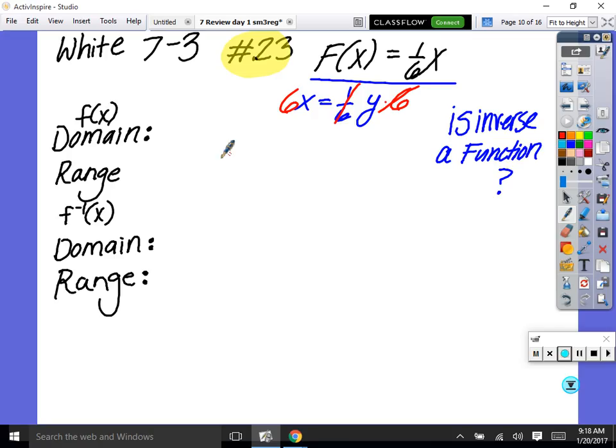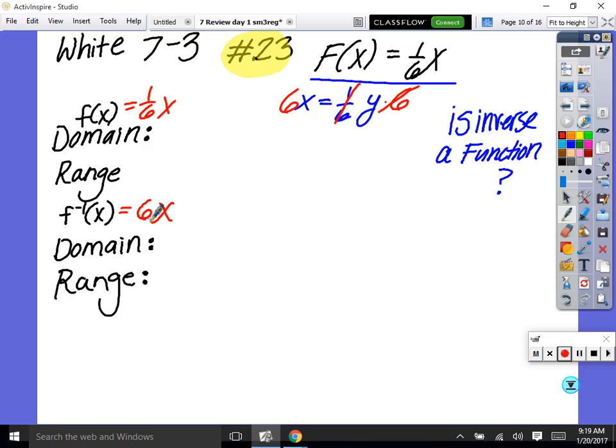So our original f of x is 1/6x. Our inverse was 6x, right? Okay, let's answer this question. Look at the original function. What's the domain? So this should be very easy. Is it a line? Is it a quadratic? What does this look like? It's a line.